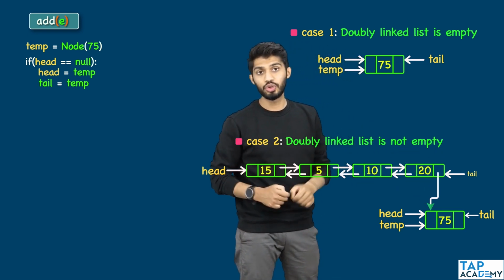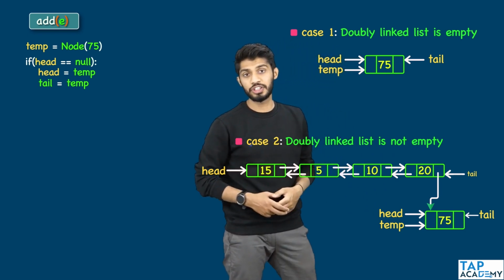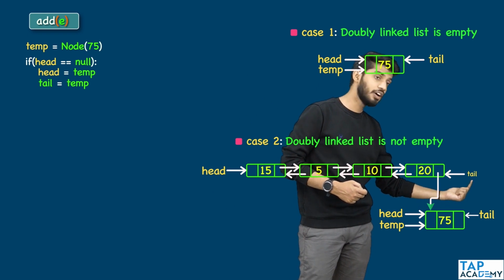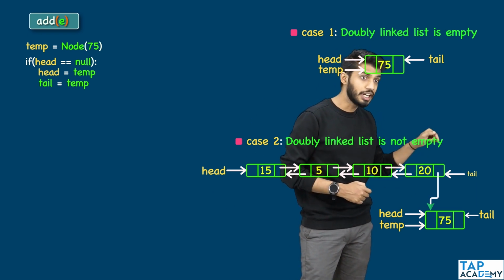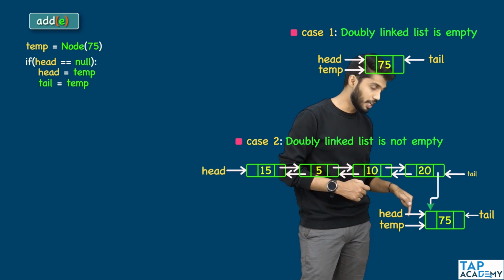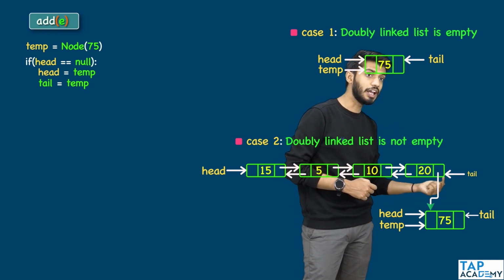If I have to do this, I need a reference for the last node. Now how can I get the reference for the last node? Very simple. We already have a reference called tail, which will be pointing to the last node. All I need to say is tail.next equal to the next node, and that's nothing but temp. So whatever is there in temp, that's the reference of the new node, has to be stored in tail.next.